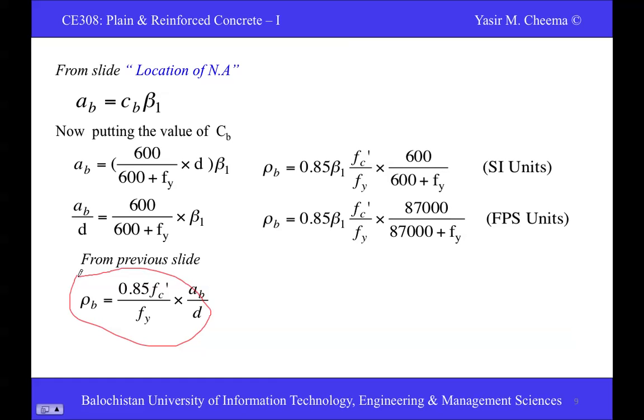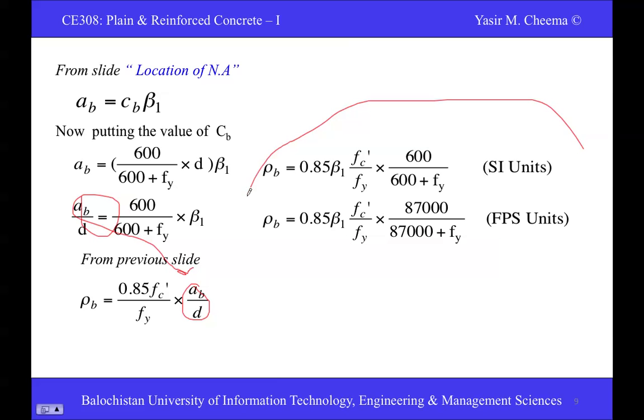So rho b is equal to 0.85 beta 1 times fc prime over Fy, and here we put the value of ab over d, whatever it is. We just put this value here. Is it clear? Yes. So there are two relations developed here for rho b. In FPS system it is 87000. These are the two relations that we develop to find out the balanced steel ratio for a given section.